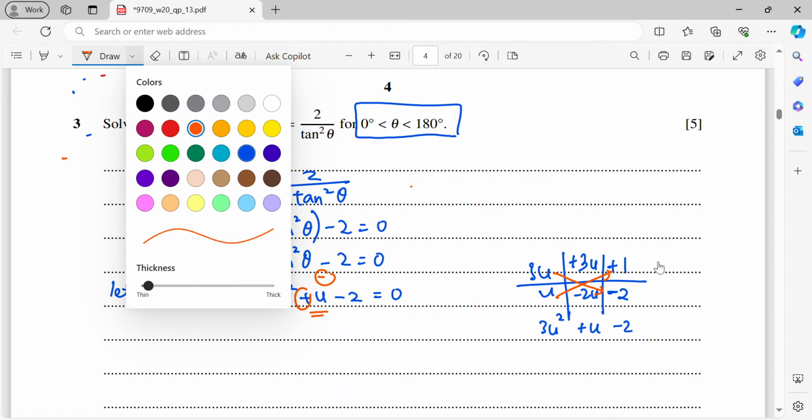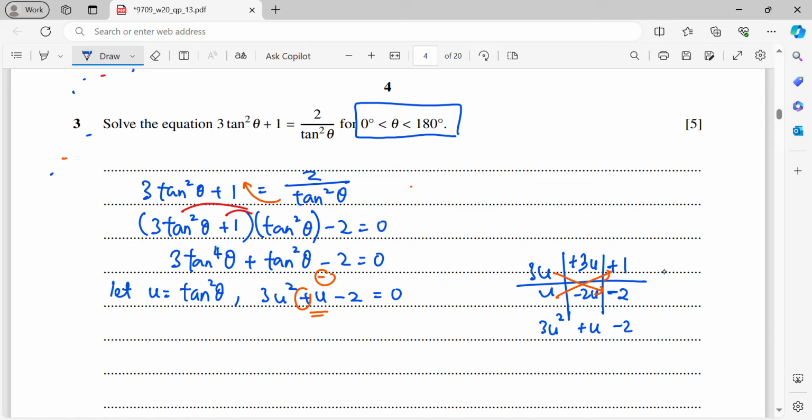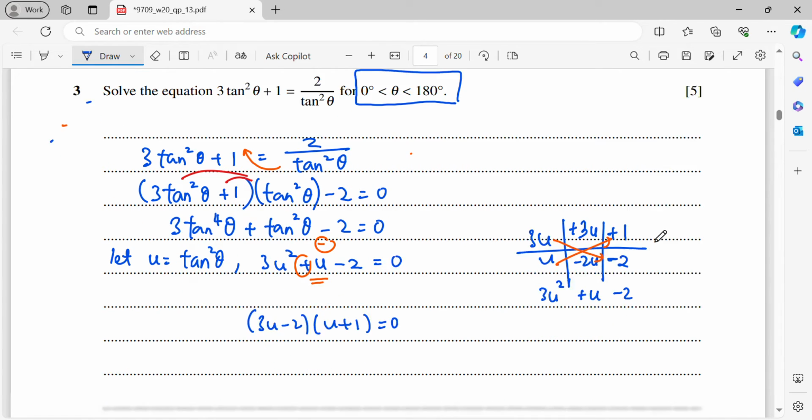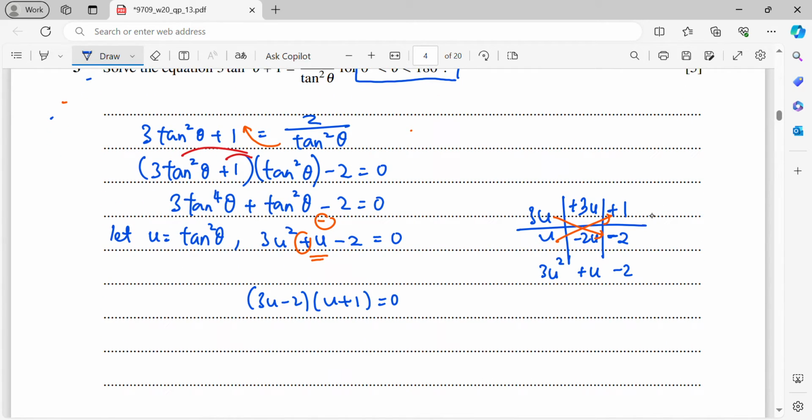So I will be getting (3u minus 2) multiplied by (u plus 1) equals 0. Then now you change back. Your u is basically tangent squared. Probably here you can find out the u value first. 3u minus 2 equals 0, or u plus 1 equals 0. So it means that u equals 2 over 3, or u equals minus 1.